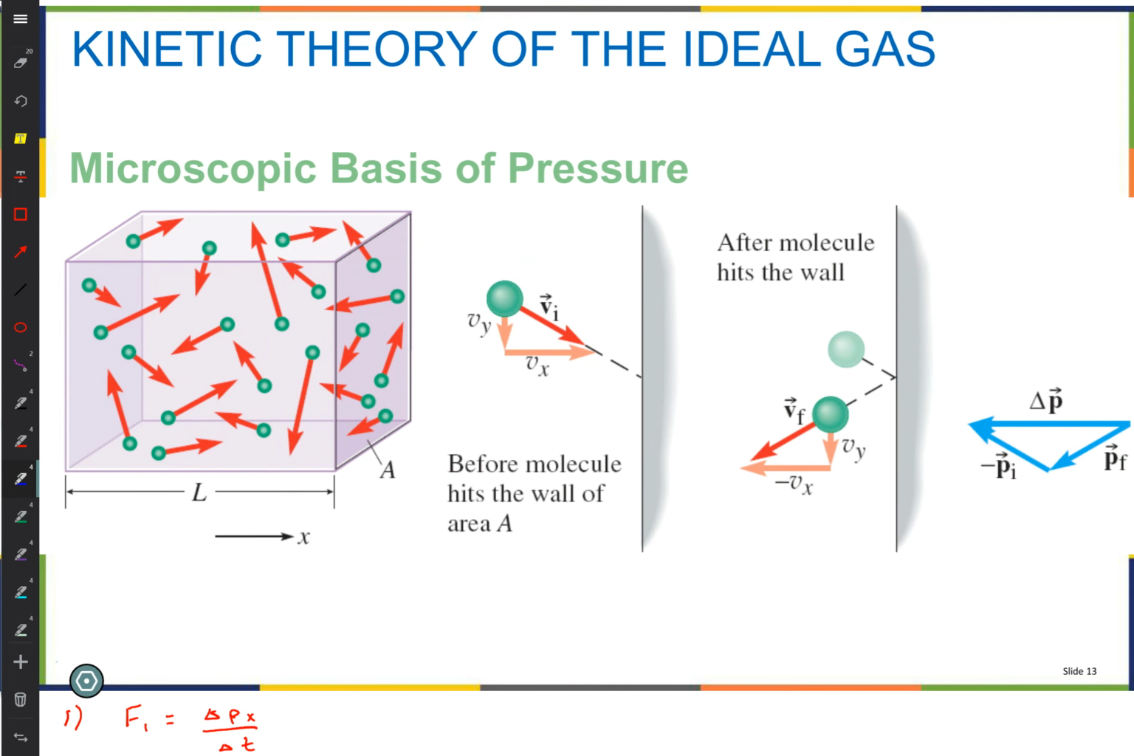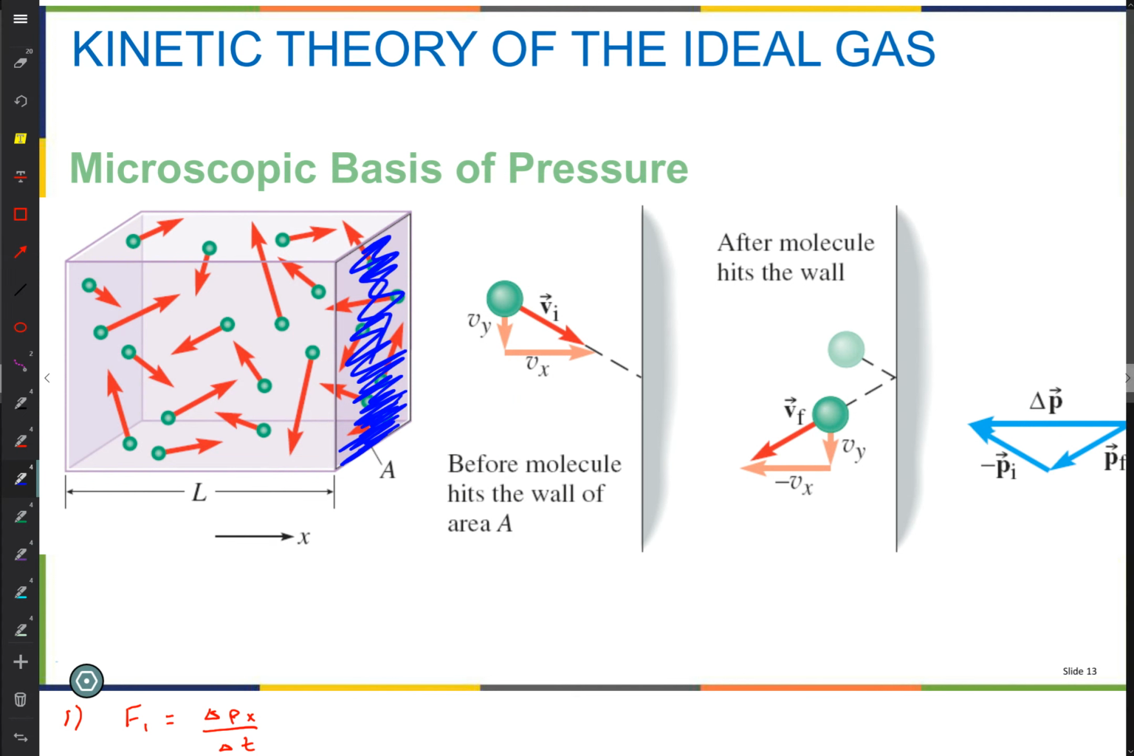Take a box that has a wall of area A. So A is the area of this entire wall. And length L. And in that box, we have a bunch of molecules. I'm going to start by looking at just one molecule, and after I make a calculation for that one molecule, then I'm going to take into account all of them. So for one molecule, it hits the wall.